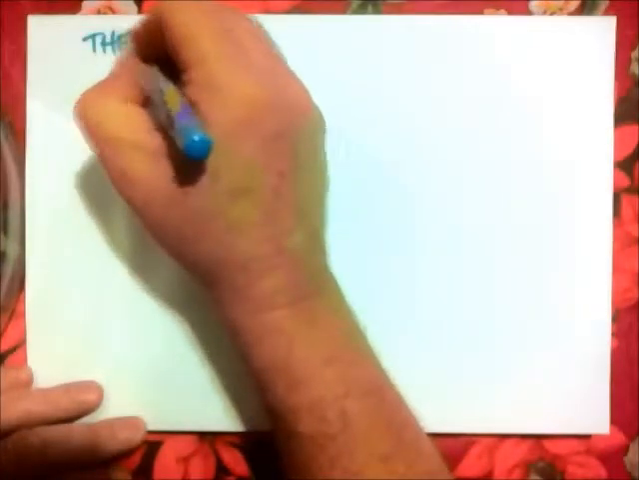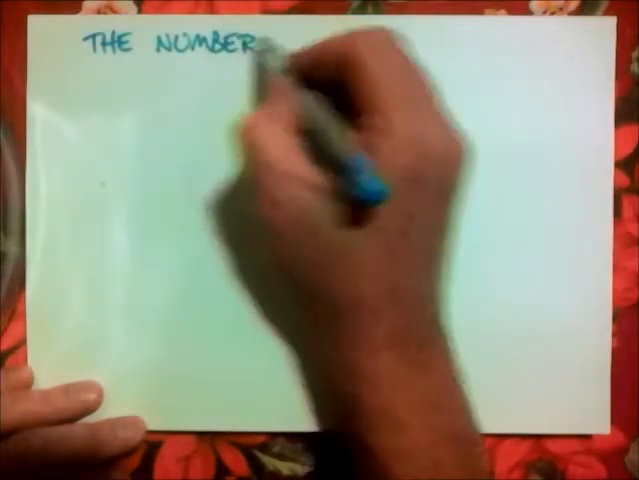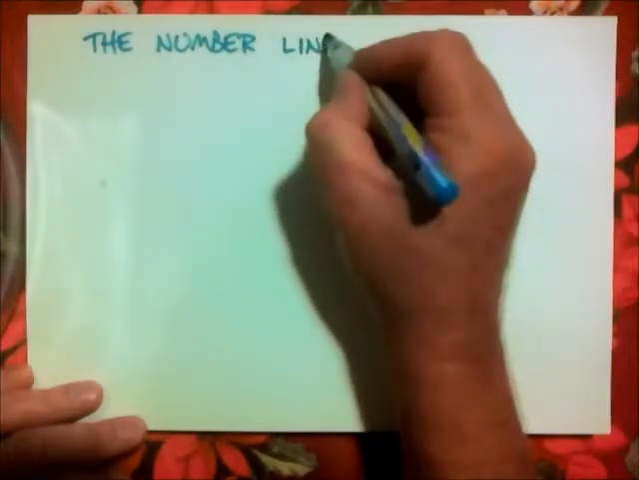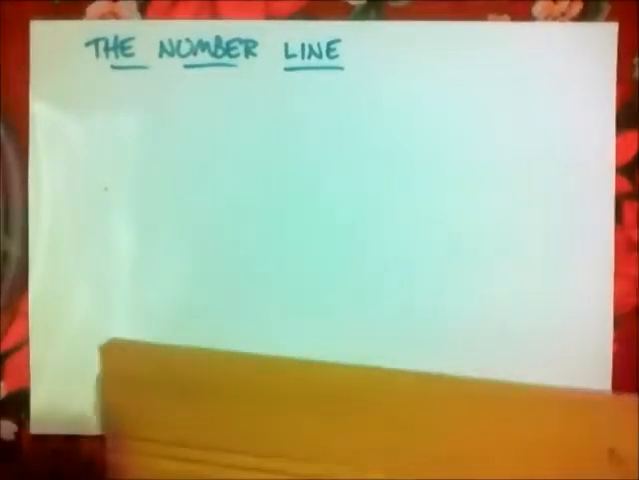The number line. A number line is basically a line drawn across or up and down the page with even divisions and numbers marked underneath. So now, our number line, look at that.